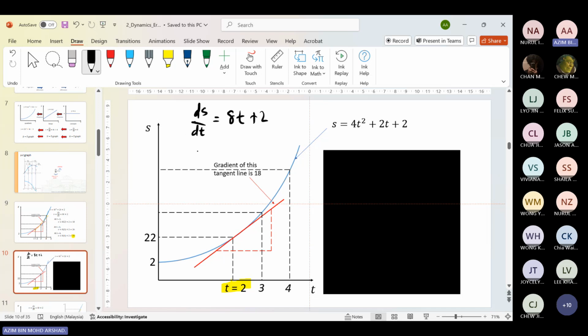Let's take a look at this point again. At t equals 2, which is this point, ds/dt will equal 8 times 2 plus 2, which is 16 plus 2, so you'll get 18. So ds/dt equals 18. What does this value 18 represent? Can anyone tell me? You can just write it in the chat area. What does this number 18 represent?